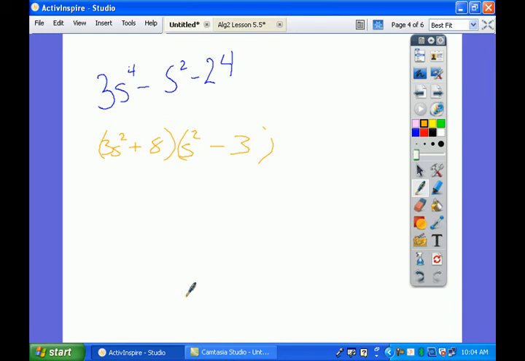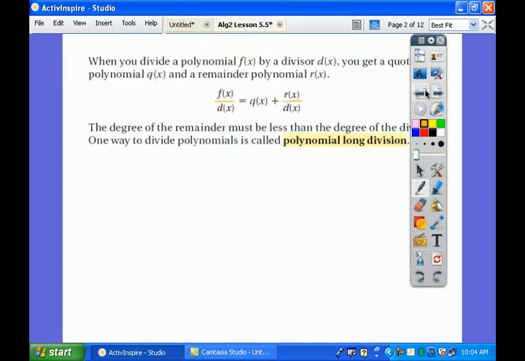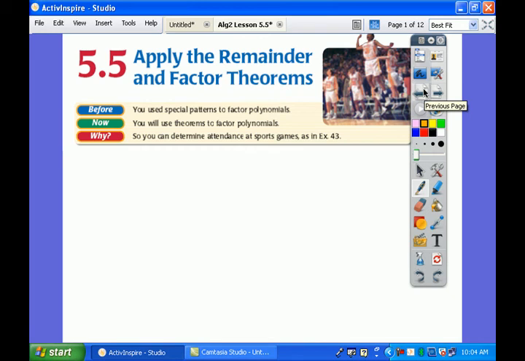Okay? So this concludes some of the homework problems from section 5.4. We'll now press on to 5.5. Section 5.5.